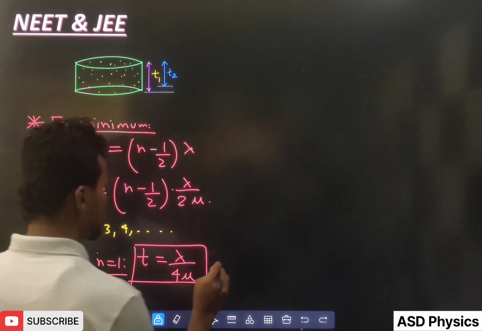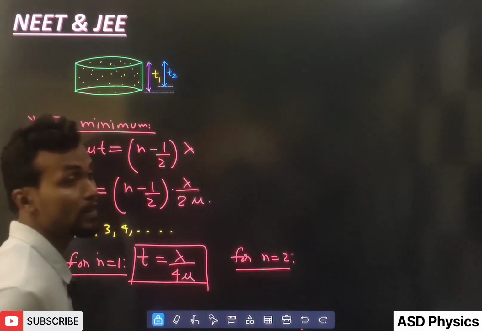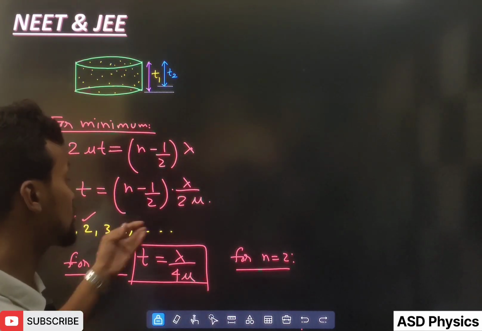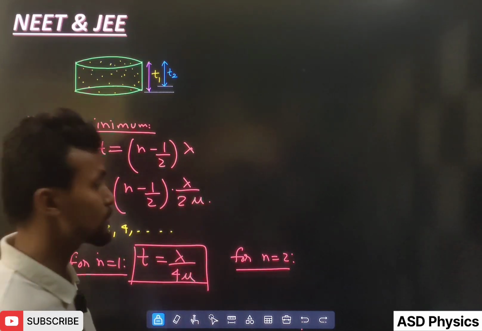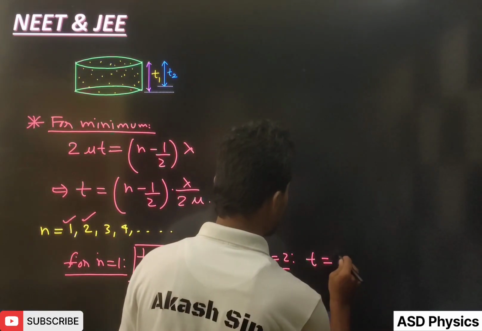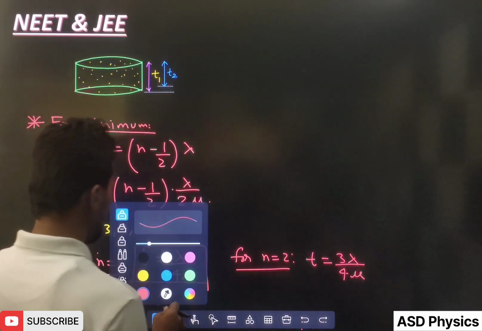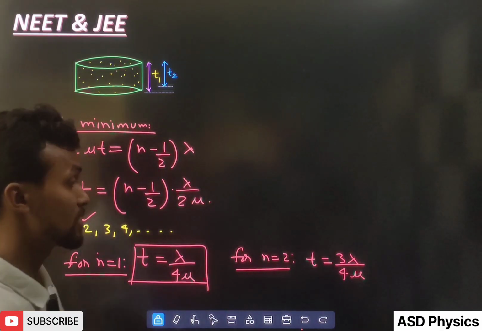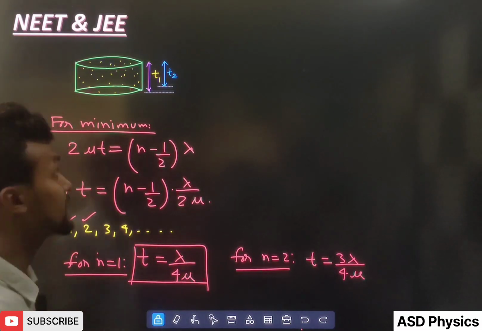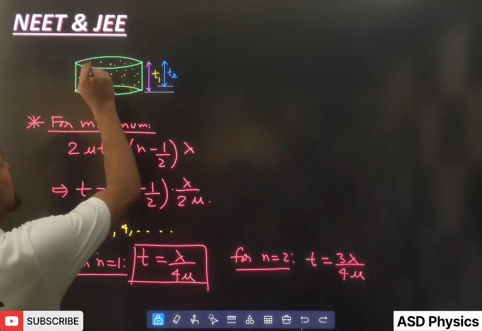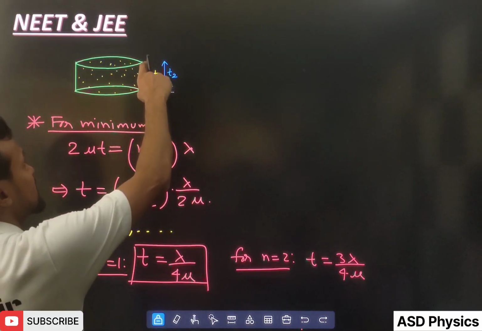After that, for n equal to 2, put n equal to 2. So 2 minus half becomes 3 by 2 into lambda by 2 mu, which comes to 3 lambda by 4 mu. Now you tell me which value is more? The 3 lambda by 4 mu value is more compared to lambda by 4 mu. Even here you can see one ring is there, and this dotted is the thin film. So initially, what is the thickness? T1.